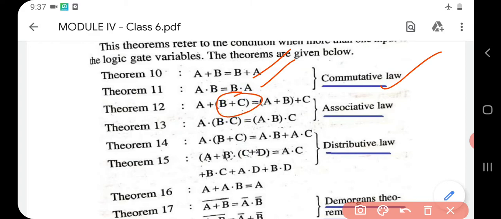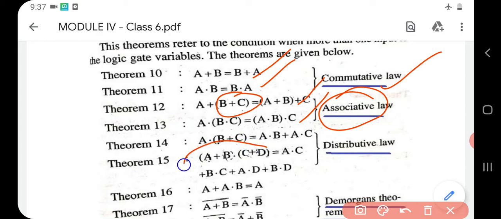Okay, next is A plus (B plus C) equal to (A plus B) plus C, that is associative law of addition. Then A dot (B dot C) equal to (A dot B) dot C, that is associative law of multiplication. Next, A dot (B plus C) equal to A dot B plus A dot C. Then (A plus B) dot (C plus D) is equal to A dot C plus B dot C plus A dot D plus B dot D, distributive law.